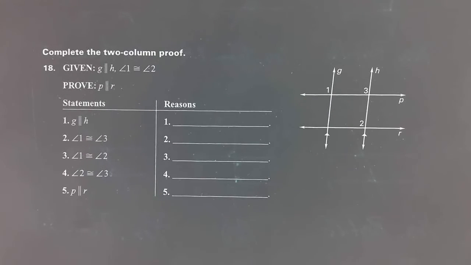Oh, look at this. It's a proof, but it's like a training wheels proof. It's not that bad. We just have to fill in the reasons here. It says complete the two column proof.